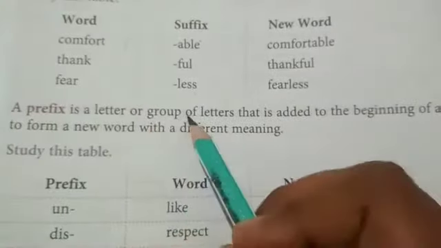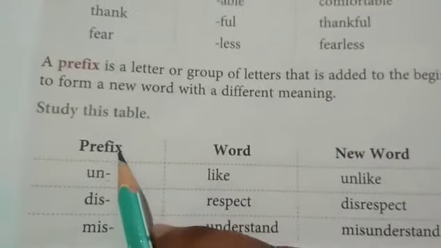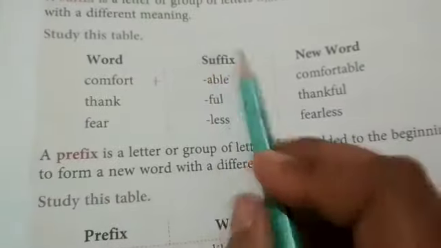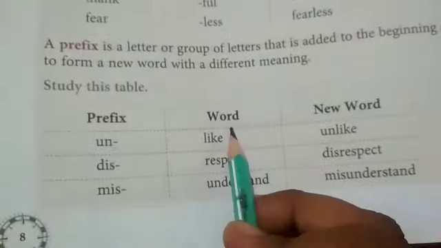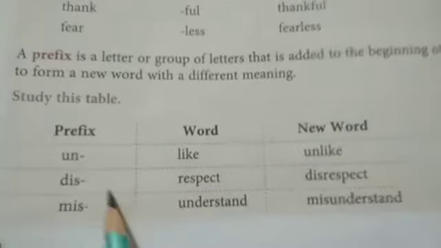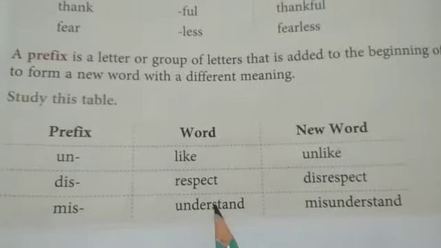A prefix is a letter or group of letters that is added to the beginning of the word. If the letters are given and added at the beginning, like the word like, and prefix un, unlike. That's why a suffix is written after the word and a prefix is written before the word, right? Dis and respect, disrespect. Misunderstood, that is misunderstood. Let us solve exercise number 8, then you will know.